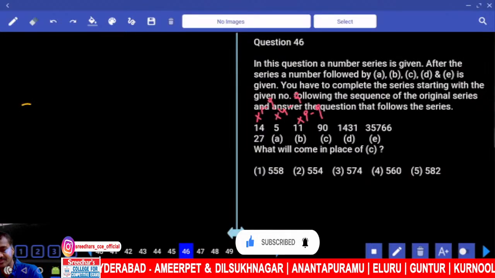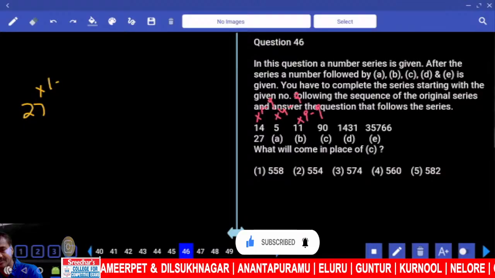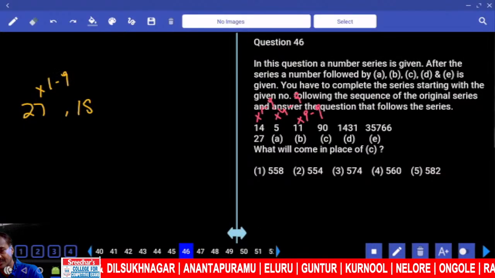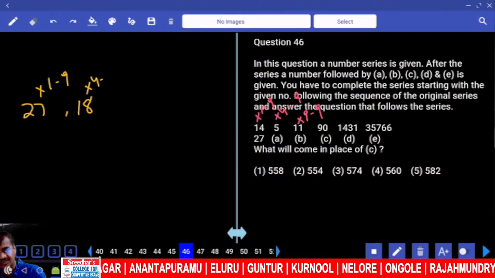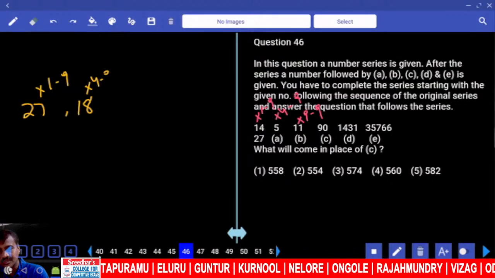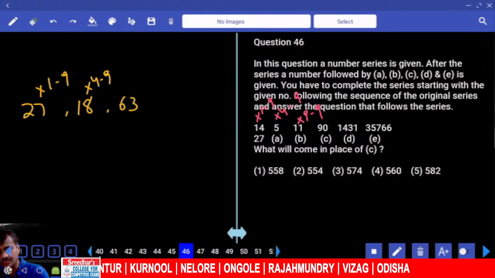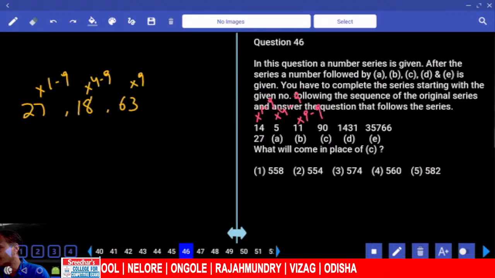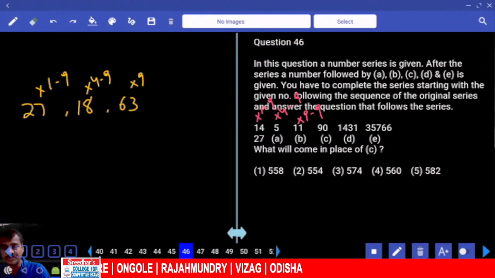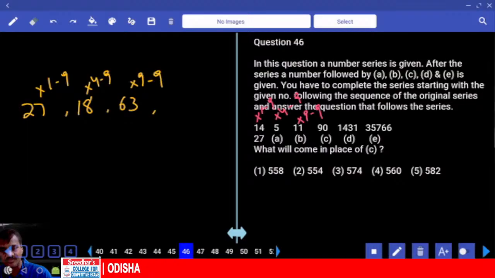Then similarly from 27. 27 into 1 minus 9, how much? 18. 18 into 4, 72. And 72 minus 9, how much? 63. Then 63 into 9, 63 into 9, how much? 630 minus 16 and minus 9. How much is that? 558. Now 558 choice.